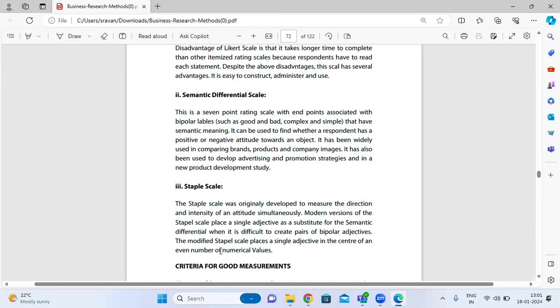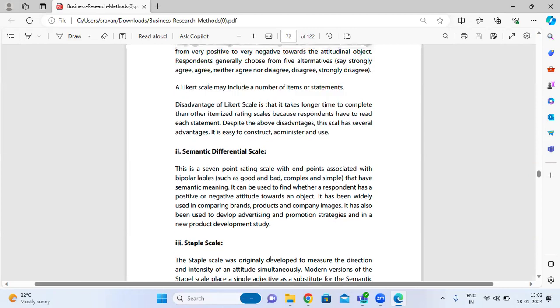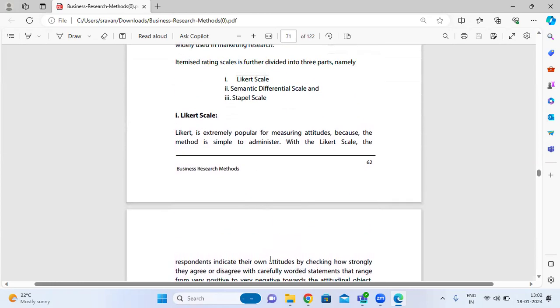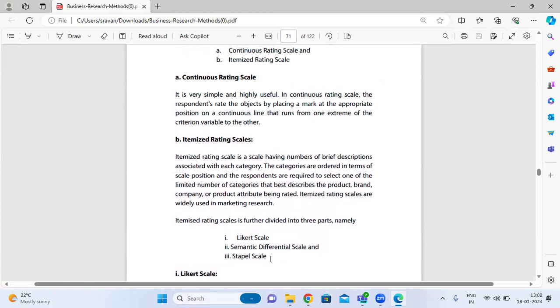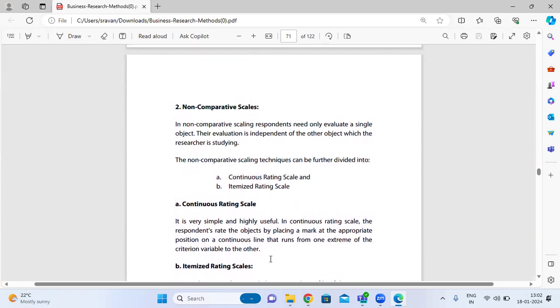The modified Stapel scale places a single objective in the center of an even number of numerical values. So these are the non-comparative scales: the continuous rating scale and the itemized rating scale.